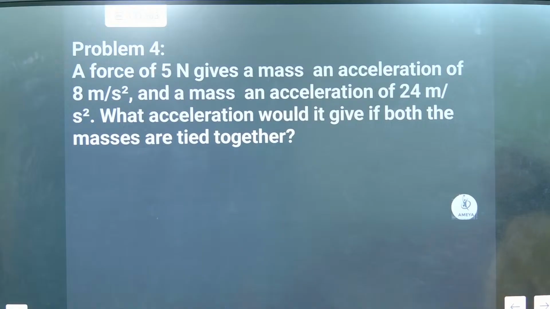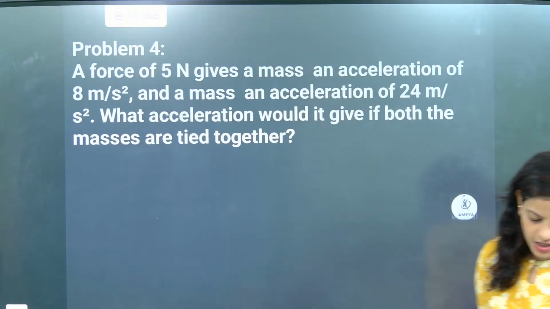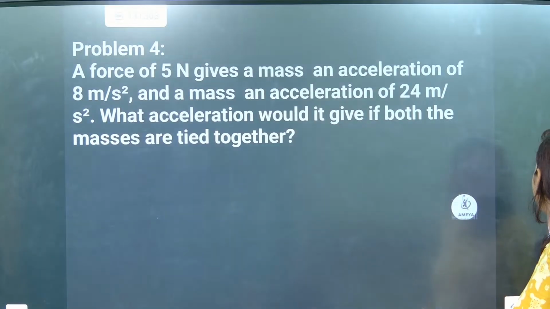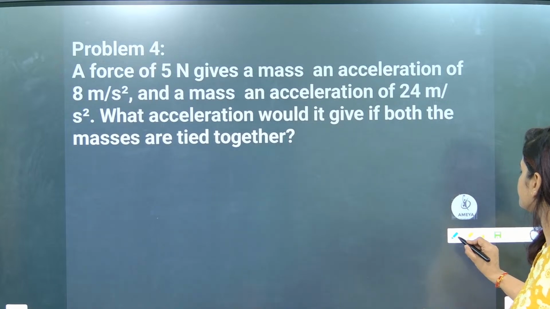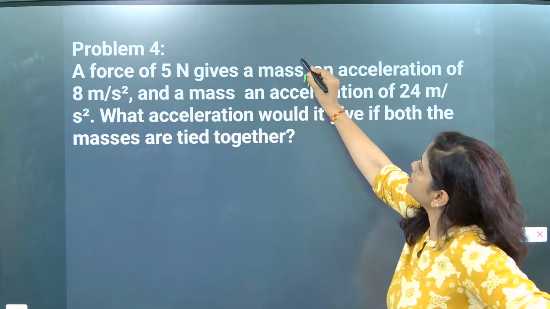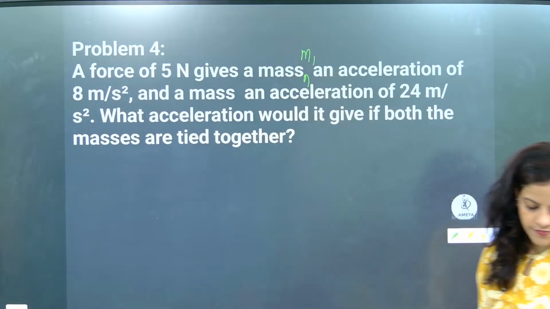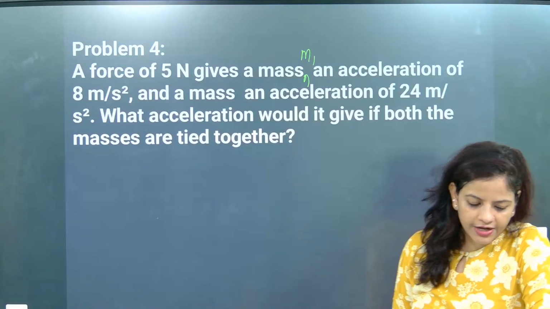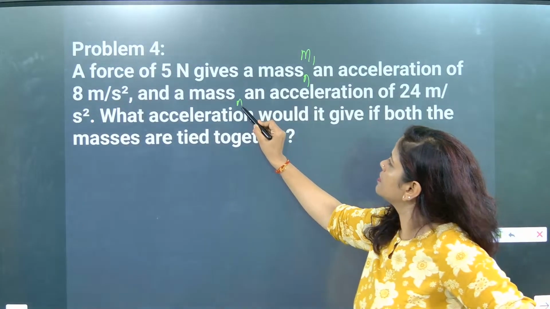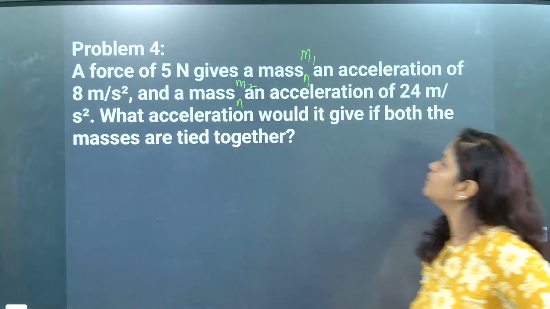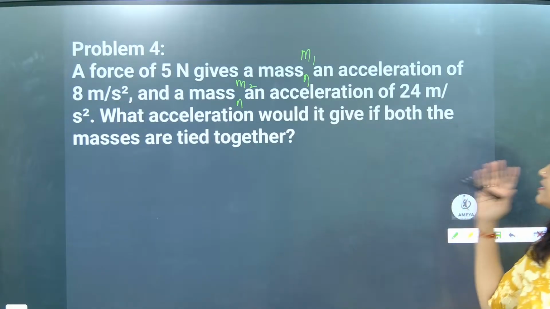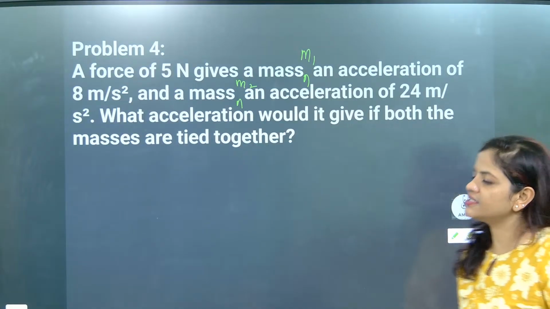Now, next question. A force of 5 Newton gives a mass M1 an acceleration of 8 meter per second square and a mass M2 an acceleration of 24 meter per second square. What acceleration would it give if both the masses are tied together?